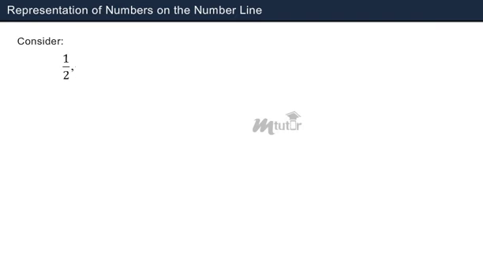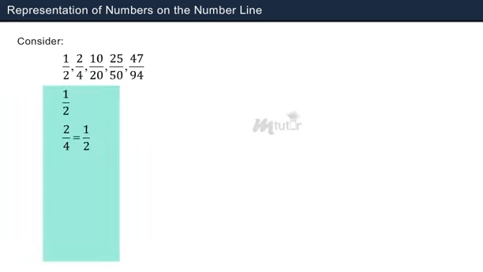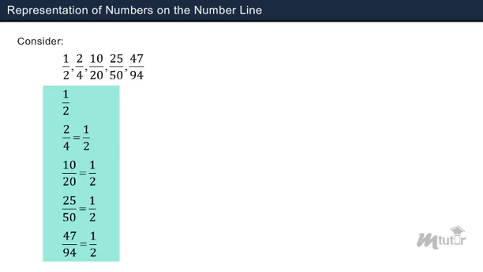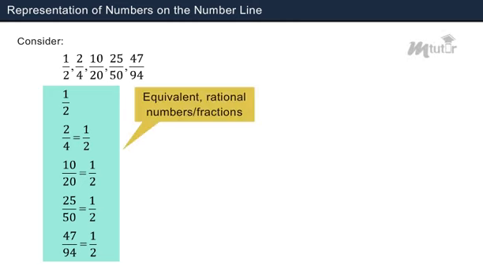Now consider the rational numbers displayed on the screen. 1 by 2, 2 by 4, 10 by 20, 25 by 50, and 47 by 94. On simplifying these numbers, we get that each of the rational numbers equals 1 by 2. Hence, these are equivalent rational numbers or fractions.